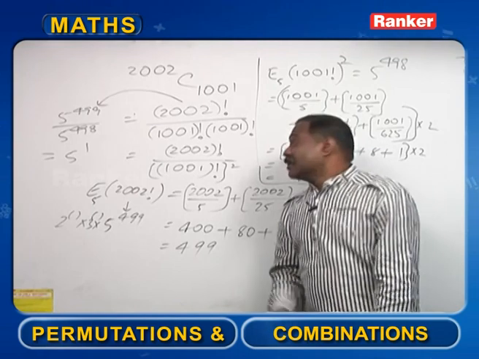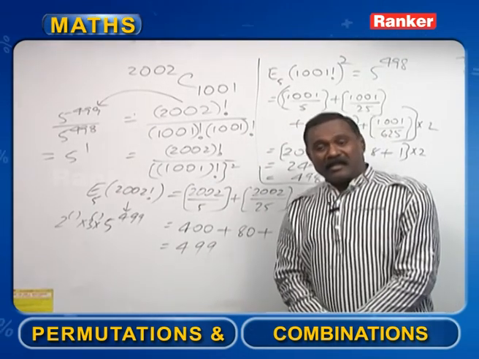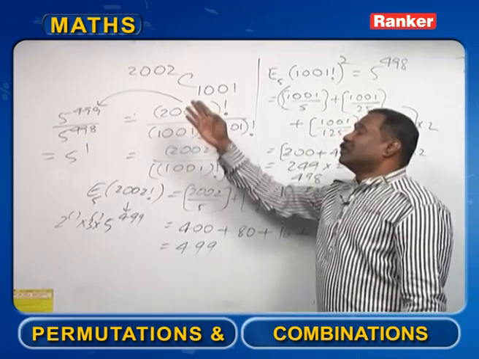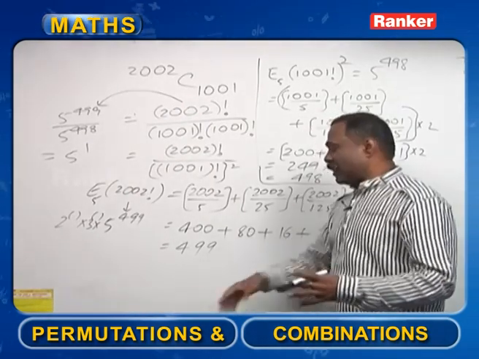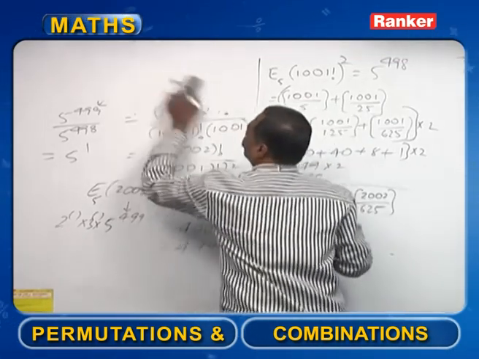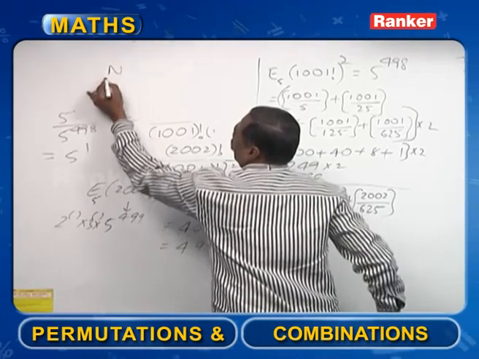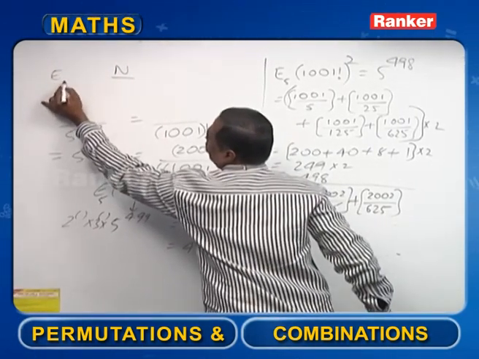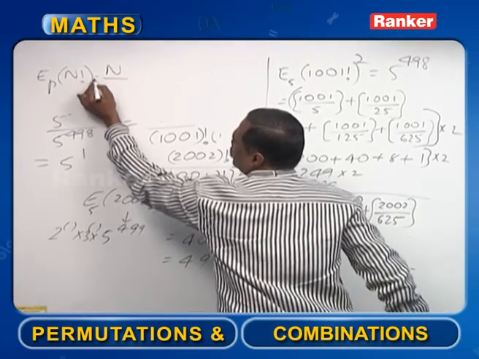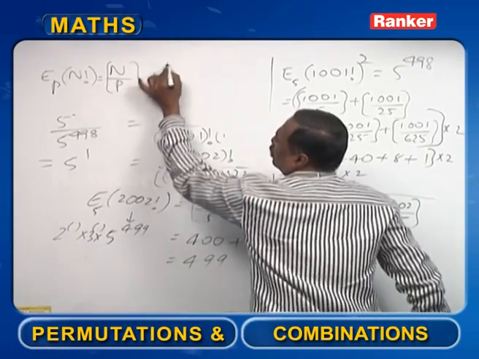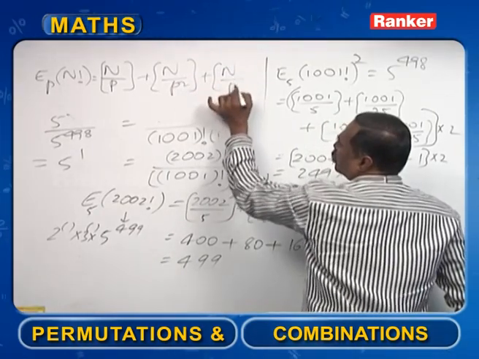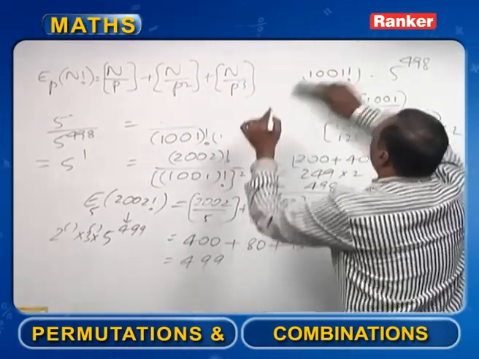You can repeat that and try on your own. The formula given is to take the step function, and the formula is very much clear to you. I repeat the formula: the exponent of any prime number p in n factorial is the step of n upon p plus step of n upon p square plus step of n upon p cube and so on.